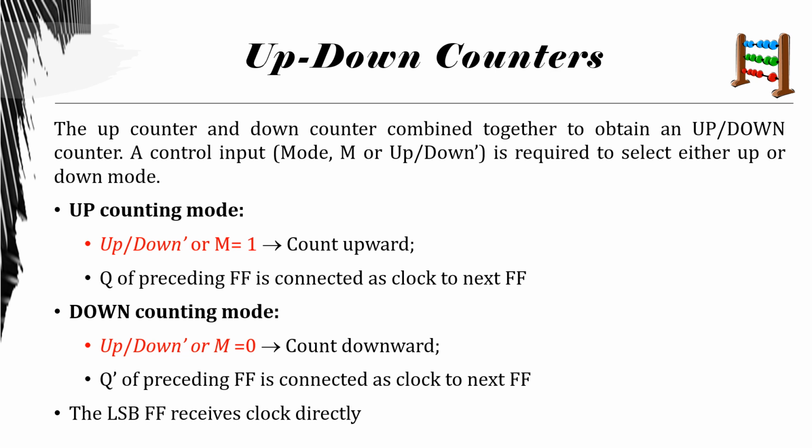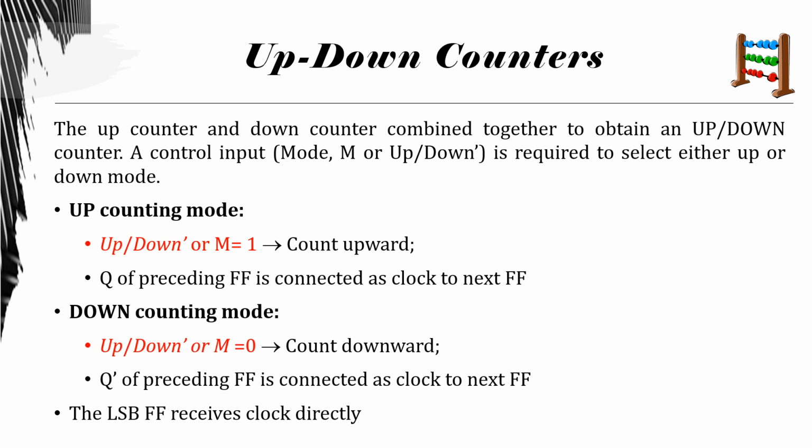A control input is required to select the operation or direction. At a time we can perform only one type of counting, either in the up direction or in the down direction. So a control input line is required to select either up or down mode.